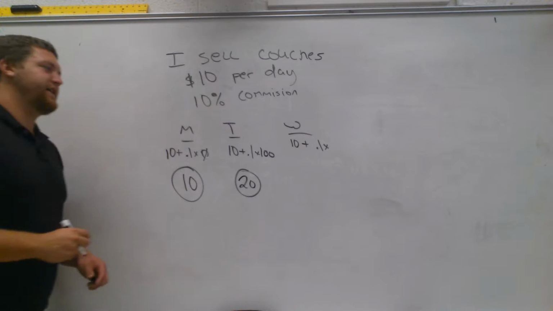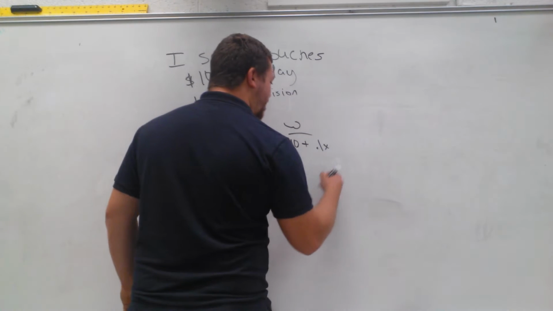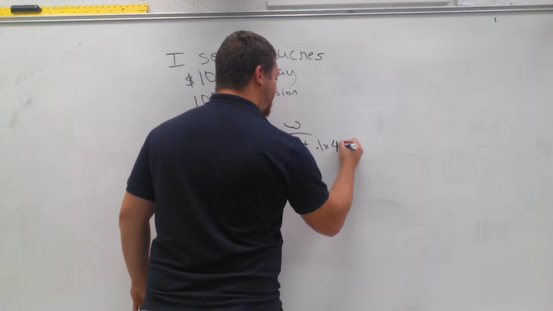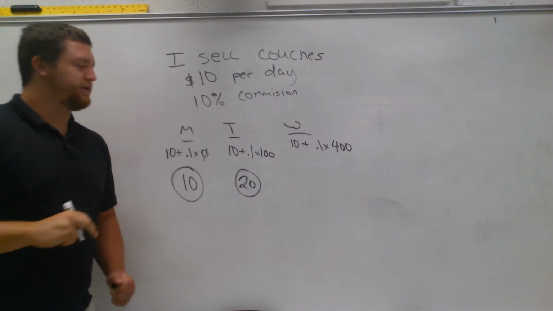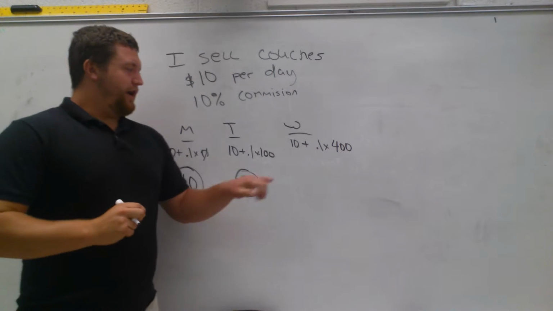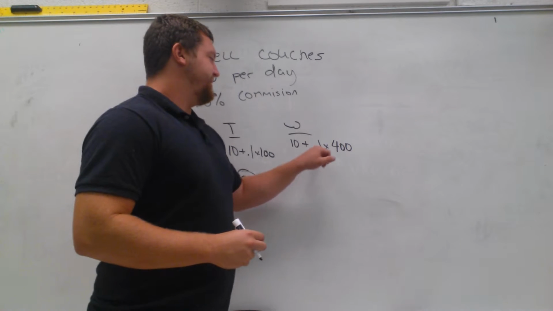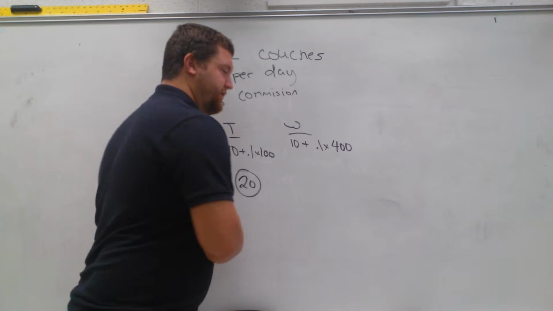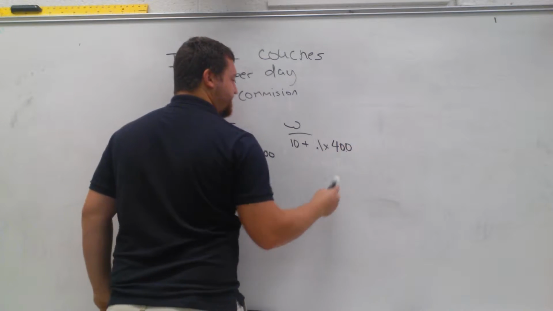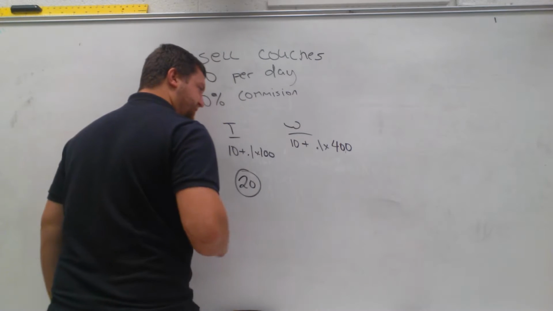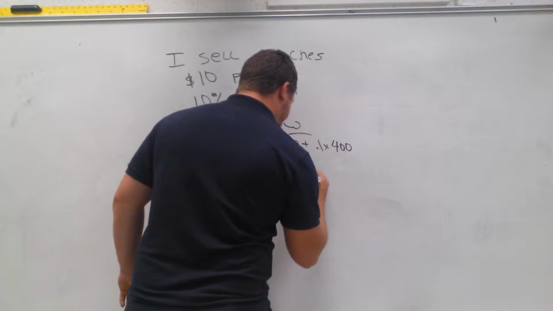On Wednesday, I had a great day. I sold 4 couches, making a total of $400. Alright? So I made my $10, and then I made 10% of $400. To do 10%, I just move a decimal over. So that's an extra $40. So I made a total of $50.